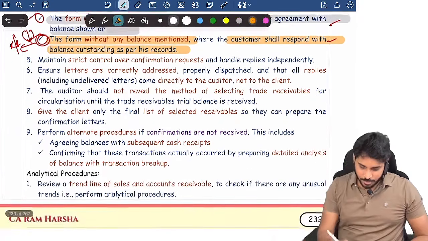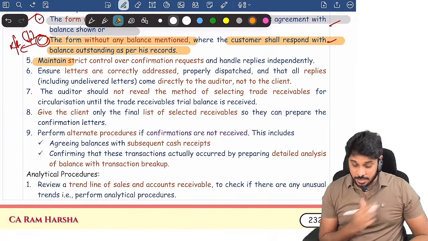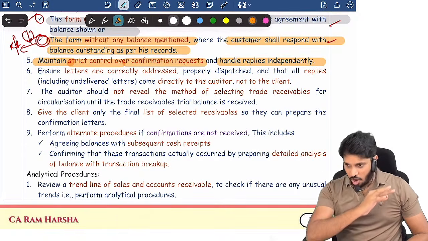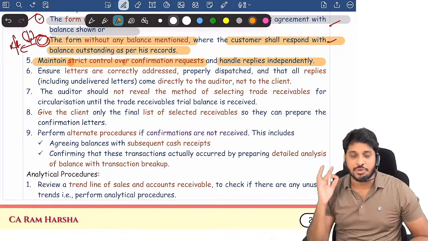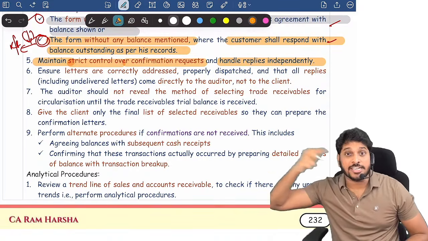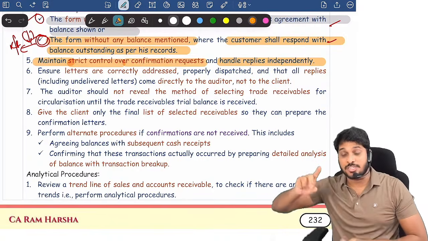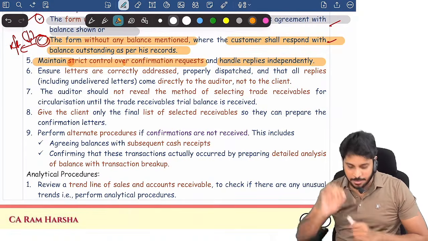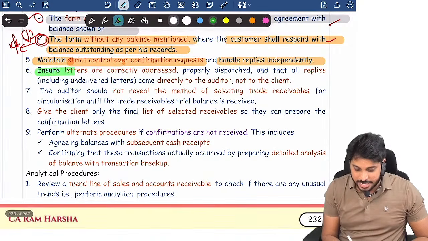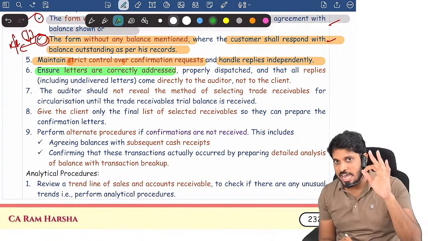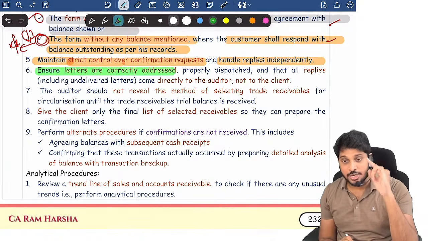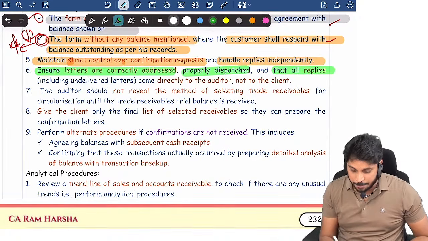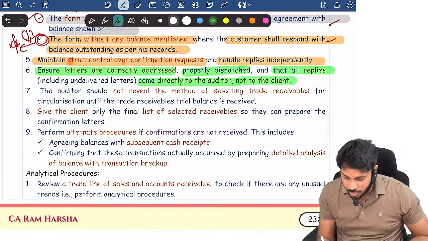Next, further, auditors shall maintain strict control over confirmation requests and handle replies independently. The auditor should maintain entire control on the confirmation procedure, and every reply that the auditor is getting is direct. Direct confirmation means the third party should reply to the auditor directly. The auditor should evaluate each and every reply correctly, and when sending a confirmation request, see that its address is validated and it is properly dispatched, and all replies come directly to the auditor and not to the client.